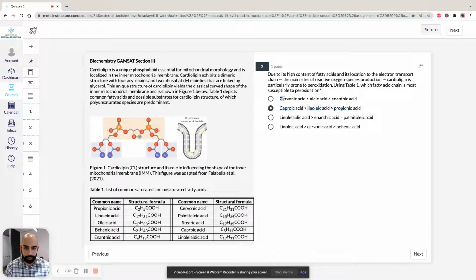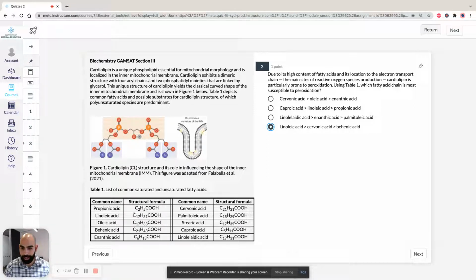So we've got a polyunsaturated fatty acid up here, which is fantastic. Linoleic is polyunsaturated and linoleic is polyunsaturated, which is great. So it's either A, B, or D. So let's move to the next. So linoleic acid, we've got savonic acid here, which is a polyunsaturated fatty acid. So we've got two polyunsaturated fatty acids. Which one has more unsaturation? That's the key.